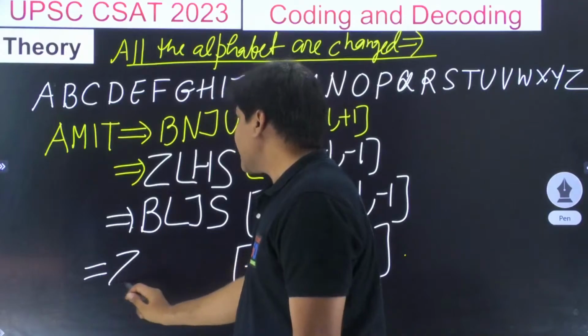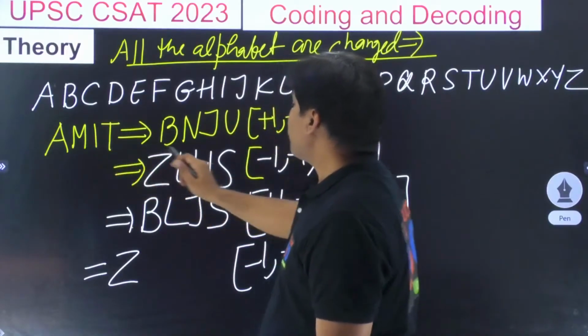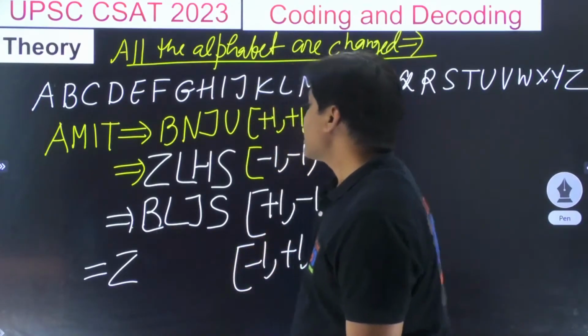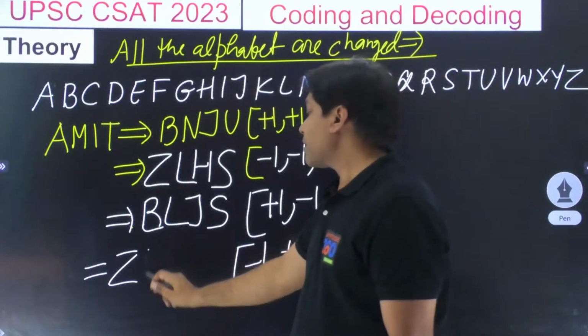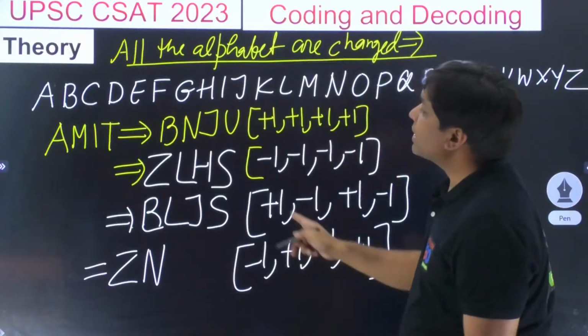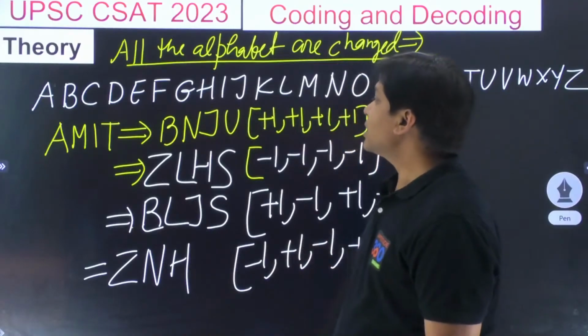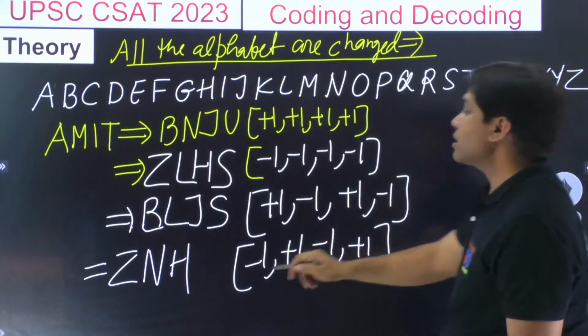And if this happens, what do you have here? So this is Z, and then M one step forward, sorry, my bad, Z, and then M becomes N, and then further -I one step backward, which is H, and then T one step forward, which is U.